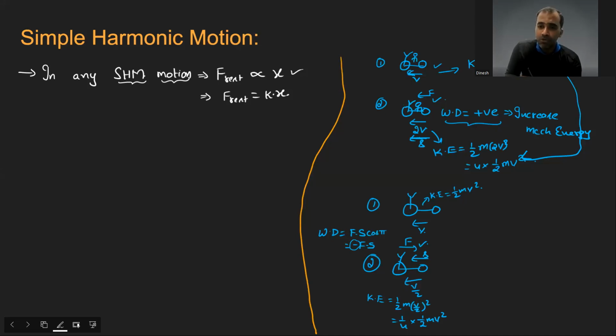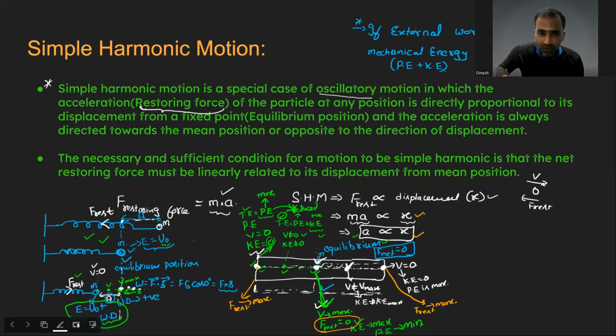Restoring force is proportional to the magnitude of displacement, but it is in the opposite direction of displacement. Correct or not? Is it in the opposite direction of displacement? We have learned that in the previous and yesterday's session also, but once again we will discuss. At this position, what is the displacement? Displacement is always measured from the mean position. Try to understand this.